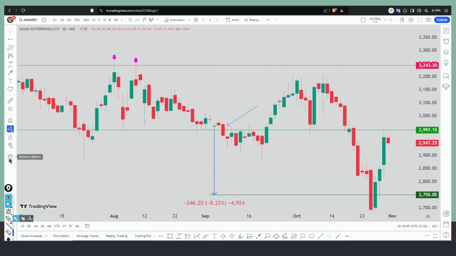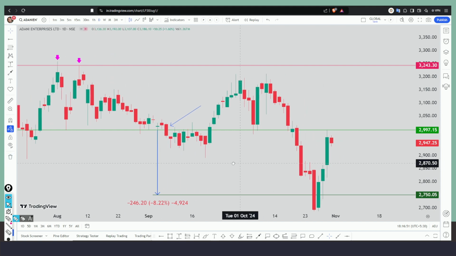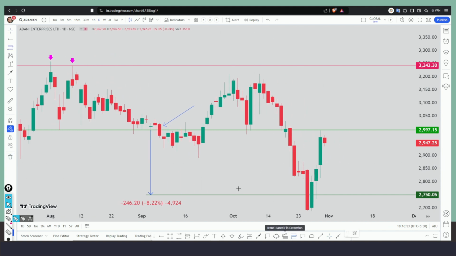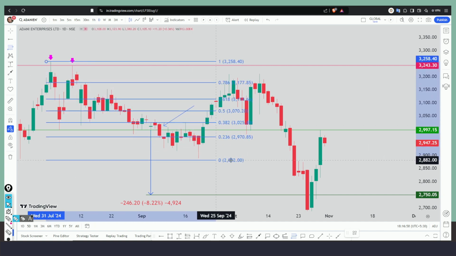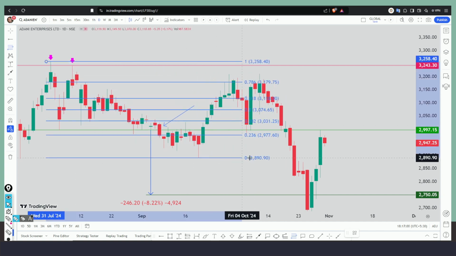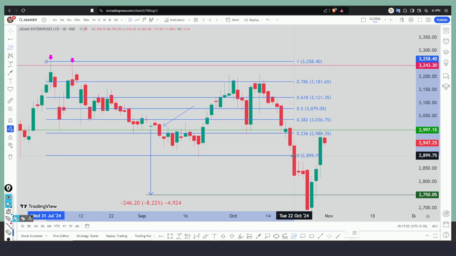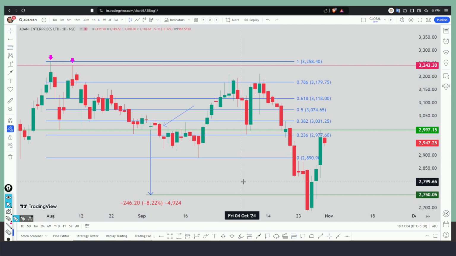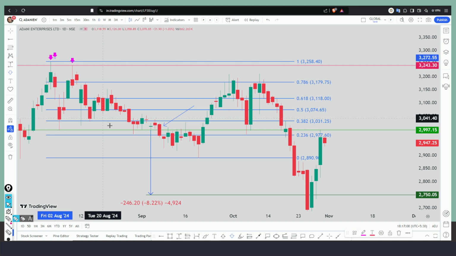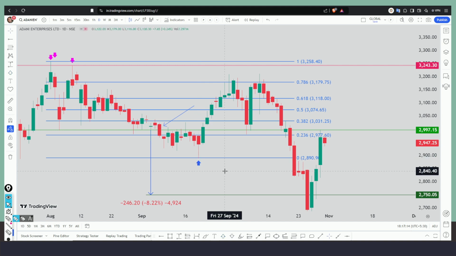So in this case, what could be the area to take a short? I'm going to draw the Fibonacci pullback levels. See, this is the swing low point. Let me show where the swing high and the swing low are. This is the swing high point. I just started dragging from that level to this level. This is the swing low. So we are able to see the 78.6 retracement level.